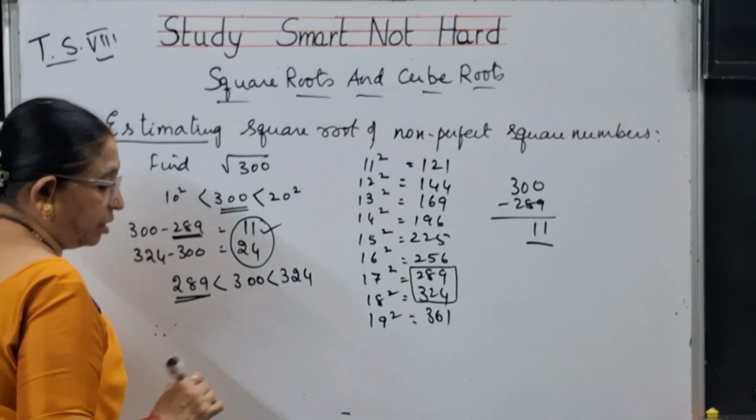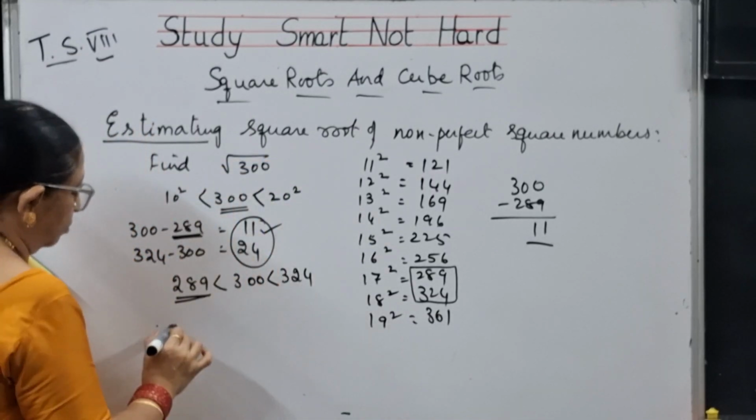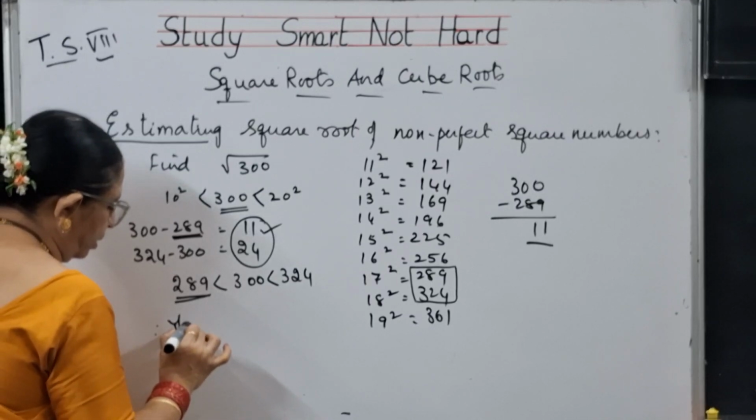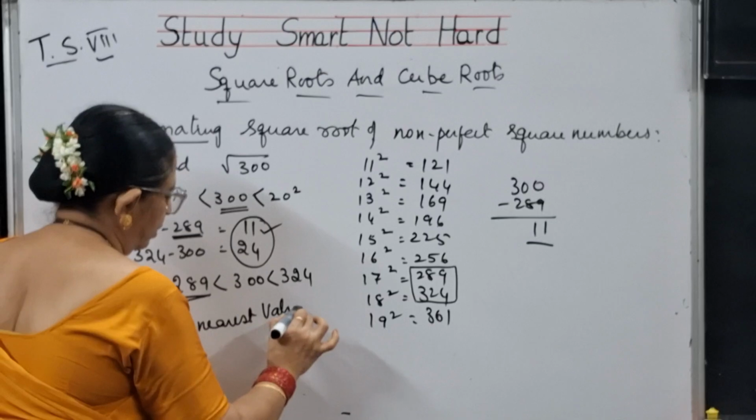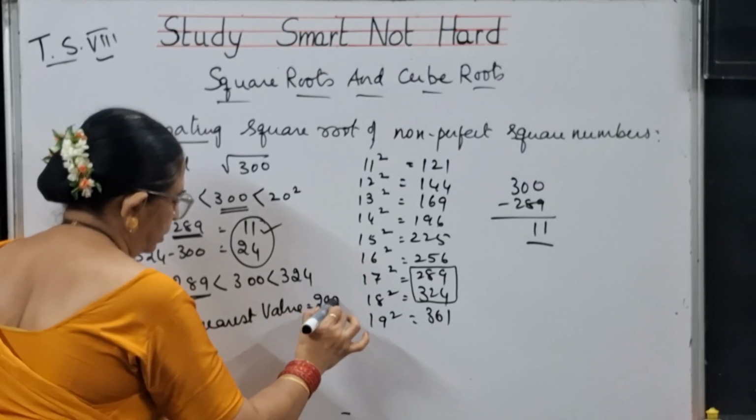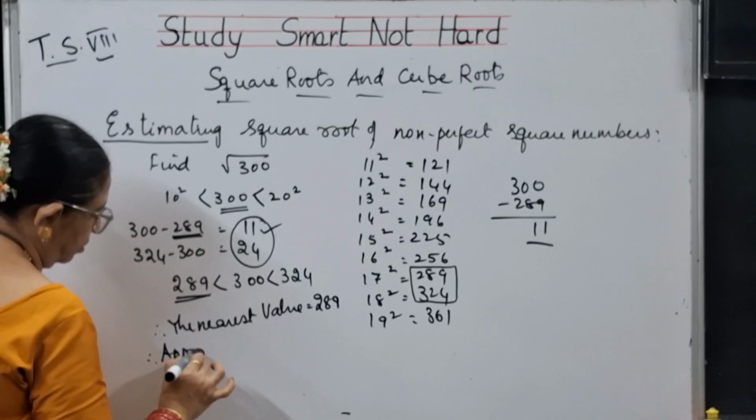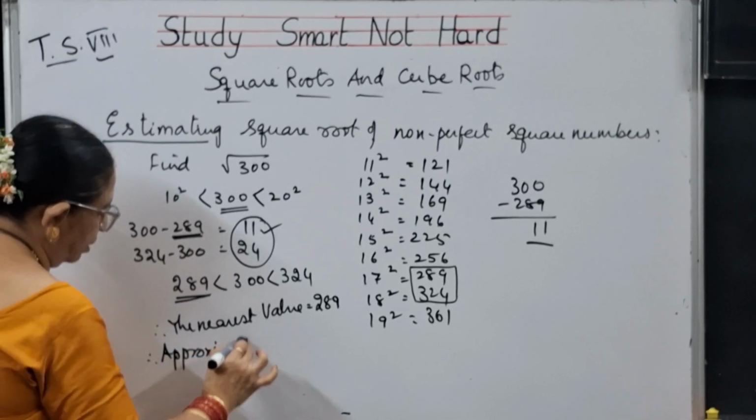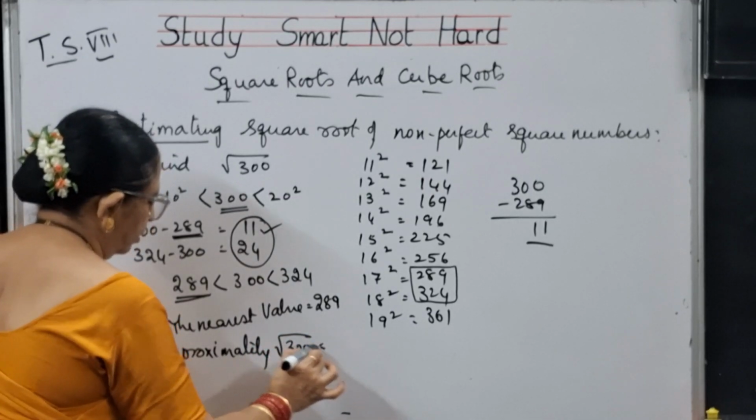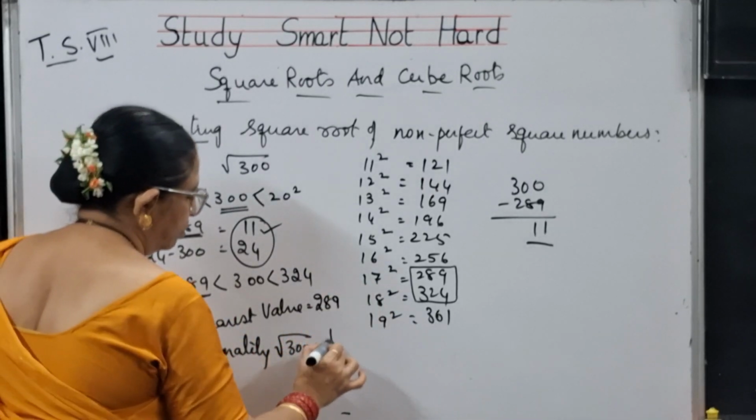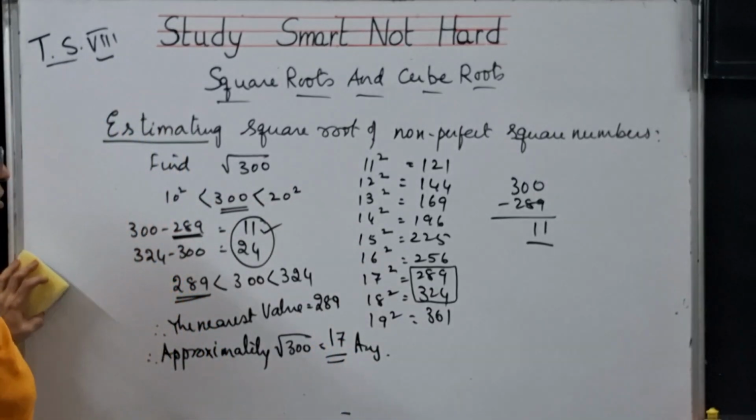So the question is estimating the square root. The nearest value is 289. So approximately the square root of 300 is equal to the square root of 289. How did you get it? 17. This is the answer, children. This is how you need to find out.